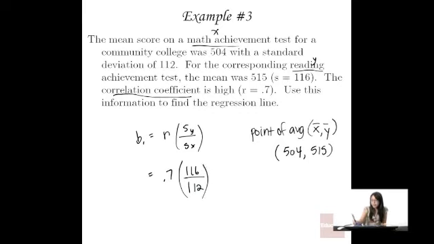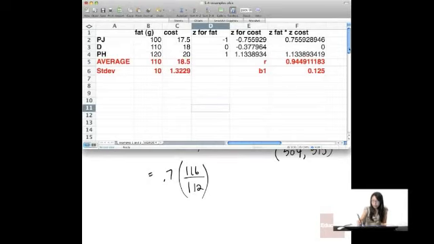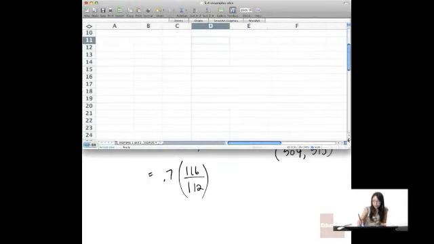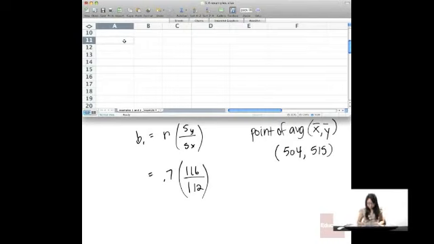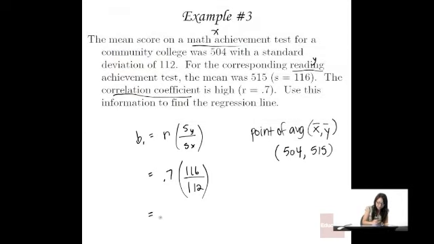So we could find B1, and I'm just going to use a little bit of space down here to do the calculations. Feel free to do this on your calculator. So 0.7 times 116 over 112. And so that's 0.725. So I have here 0.725 as my slope, right? Once I have my slope, I could put that into my slope-intercept line formula. So my y is 515, and I'm looking for the intercept.